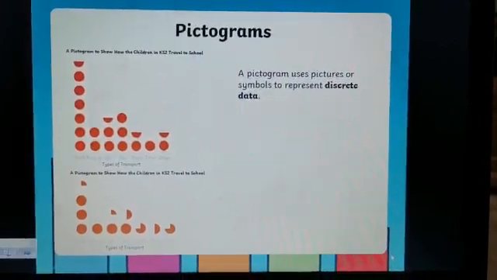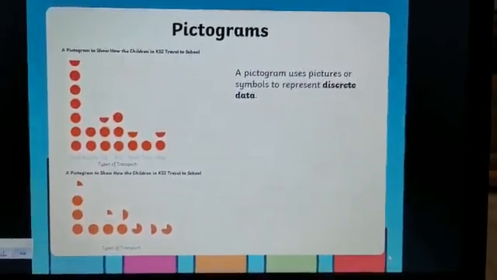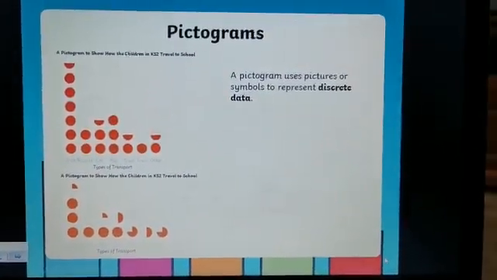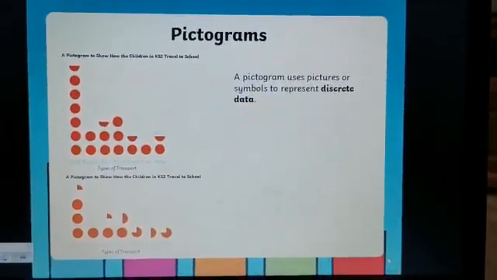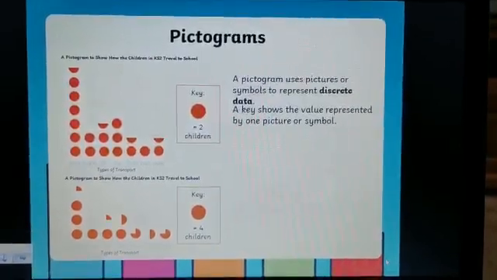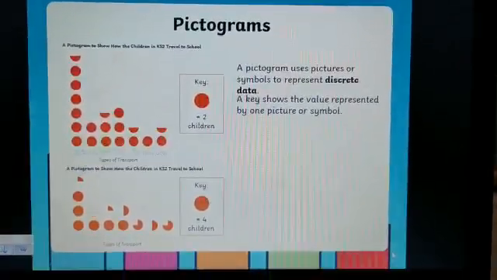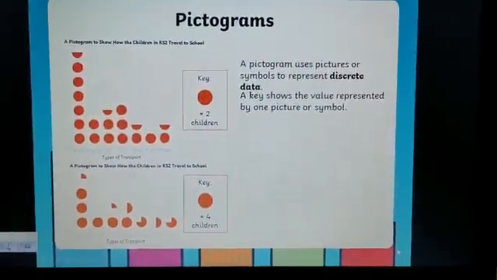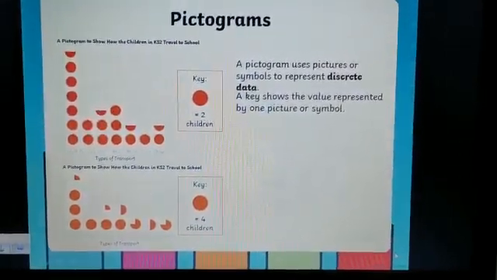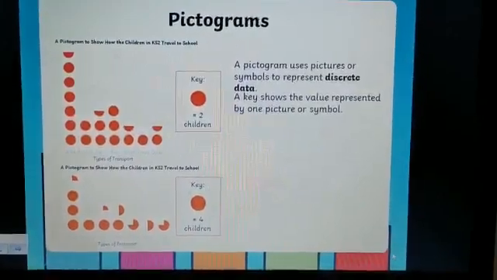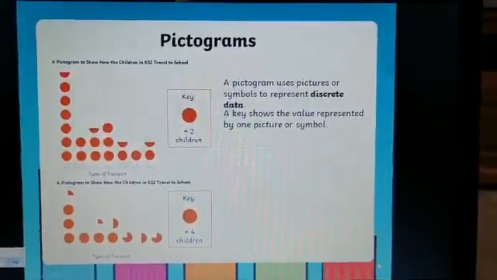These pictograms are using circles, but you might find pictograms that use apples or TVs. It can be any picture so long as you use a key. Now this key tells me what each one of those pictures represents. So what does each of those pictures mean? What is the value of it? How many is that picture meant to show?